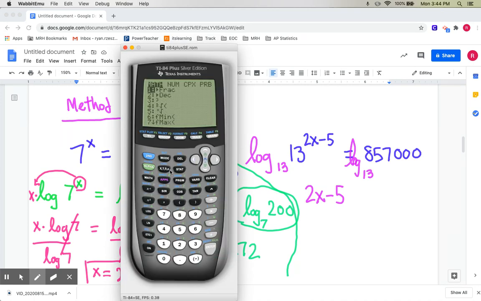I'm going to go log base 13 of that big number. So log base 13, and I have 857,000. That equals about 5.326. I'm going to do a couple decimal spots there.